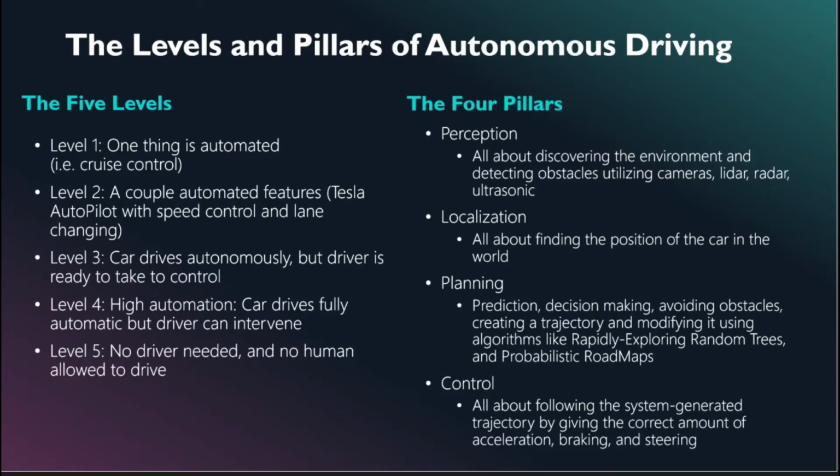So the 5 levels and 4 pillars of autonomous driving. We won't go too into detail about these, but think about level 1 to 5, with the lowest one being one thing that's automated, like cruise control, and 5 being full automation, and the levels being in between. And the 4 pillars of autonomous driving, perception, localization, planning, and control, are basically the foundation of what you should focus on in a self-driving car.